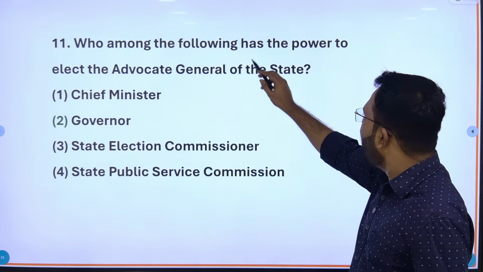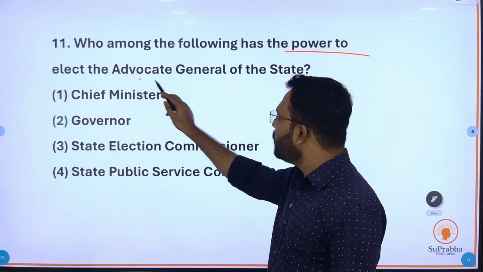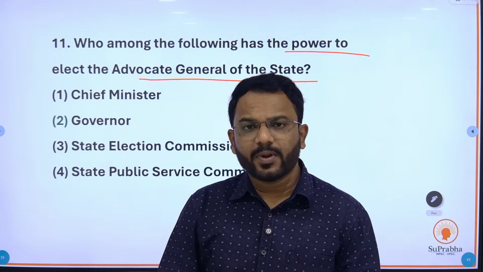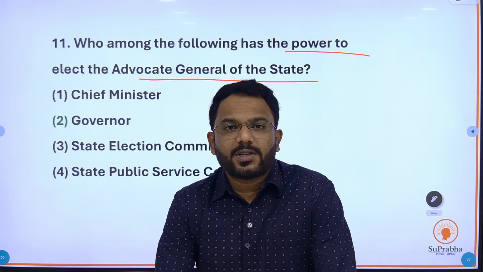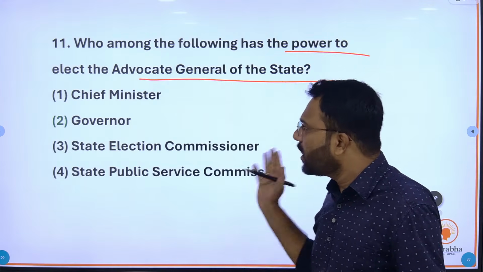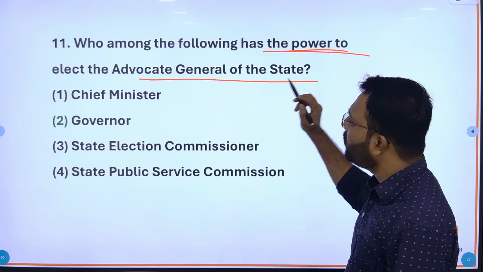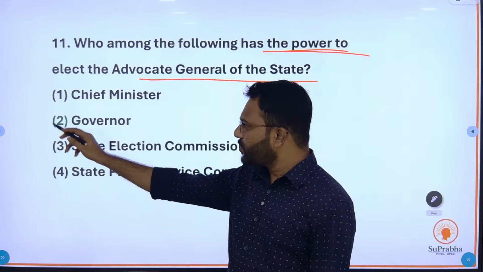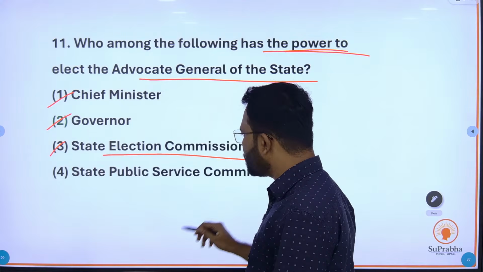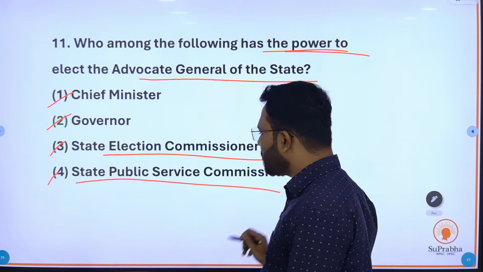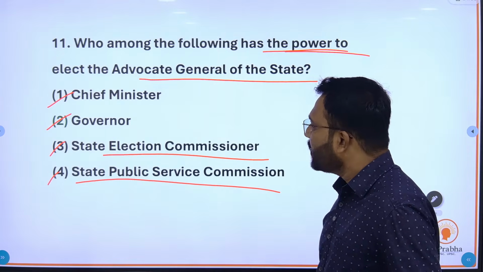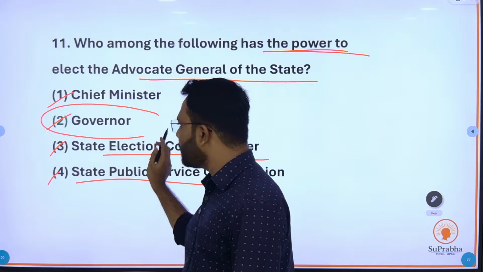Which among the following has the powers to elect the Advocate General of the state? थोड्याच वेळापूर्वी मी तुम्हाला सांगितलं होतं की ॲडव्होकेट जनरल, इलेक्शन कमिशनर किंवा इलेक्शन कमिशन हे महत्त्वाचे टॉपिक्स आहे. यावर दरवर्षी तुम्हाला प्रश्न मिळणारच मिळणार. ठीक आहे, तर बघा आलाय. Who among the following has the power to elect Advocate General of the state? First option, Chief Minister. Second option, Governor. Third option, State Election Commissioner. Fourth option, State Public Service Commission. Tell me what is the right answer? Yes, the right answer is second option, Governor.